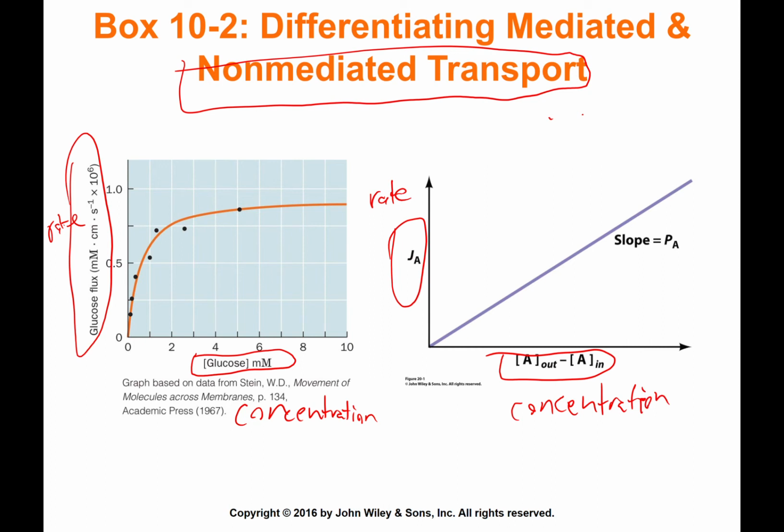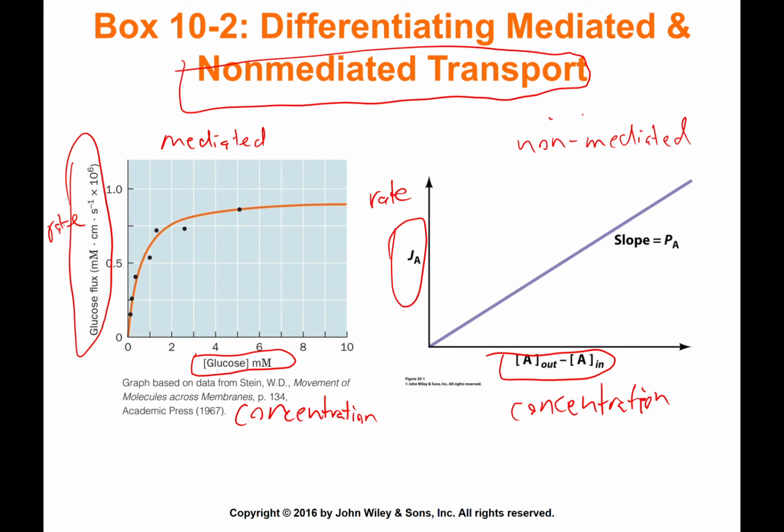All right, now the example on the left here is an example of mediated transport. The example on the right would be what we would expect for non-mediated transport. Mediated, again, is relying on a protein or some sort of a pore to get our molecule from one side to the other. Non-mediated means it can just, on its own, go through the membrane.